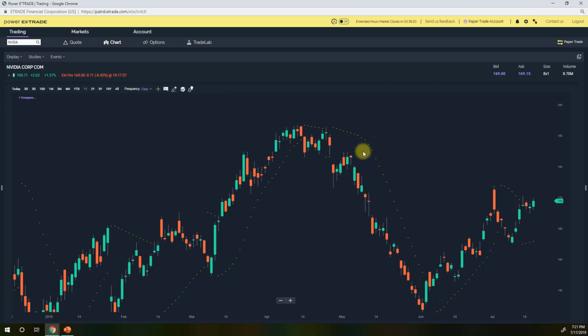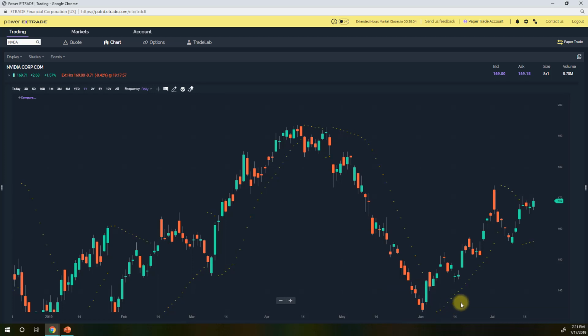When you're in a downtrend, as long as the dots are above, that's how you can identify this downtrend, and you stay in it until it flips. Or maybe this would be your time to initiate a new position in it. So that's really how simple it is to use.